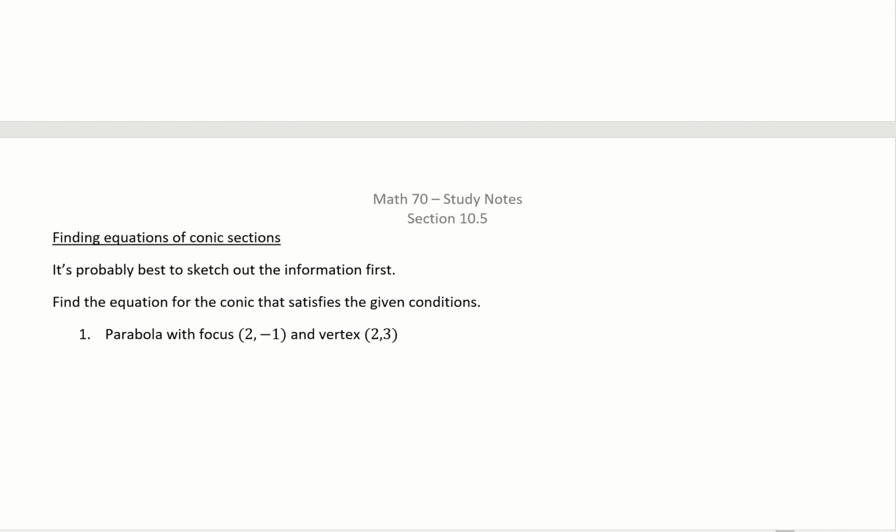But anyway, let's play this game. The last thing I assigned to you guys is, can you find the equations of conic sections? It's probably best to sketch out the information first, and then you go for it. So first of all, you notice it's a parabola. It's got a focus and a vertex. The first thing I do is I sketch it out, and I go, the focus is 2 and -1, so that's the focus. They said the vertex is 2 and 1, 2, 3, and that's the vertex.